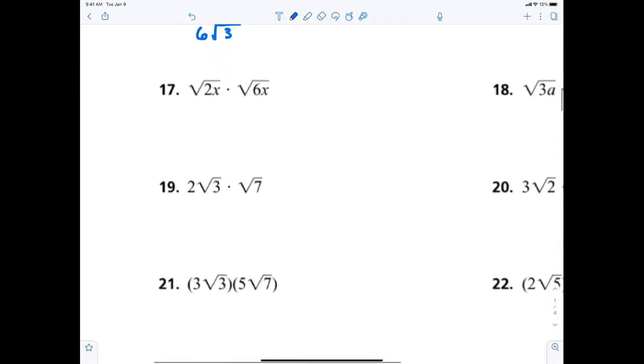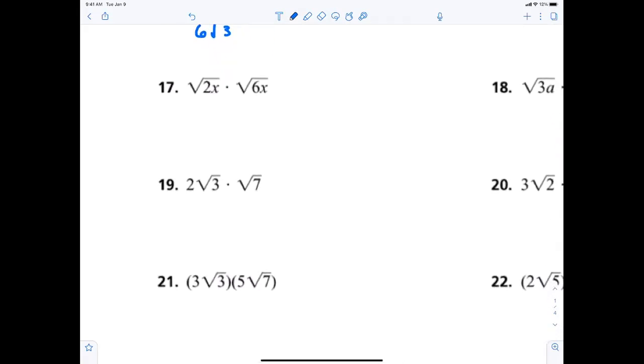Here we go. Now, 417. Is there a common 2? Yes. Is there a common x? So what comes outside the square root? 2x. What is left behind? A 3. Not a 3x, a 3.